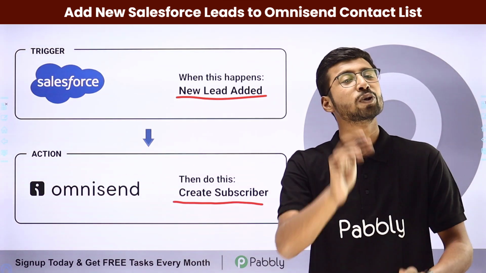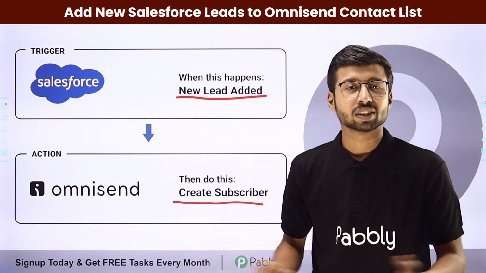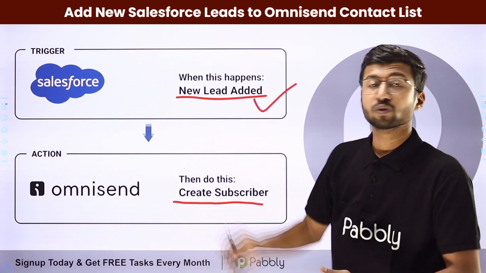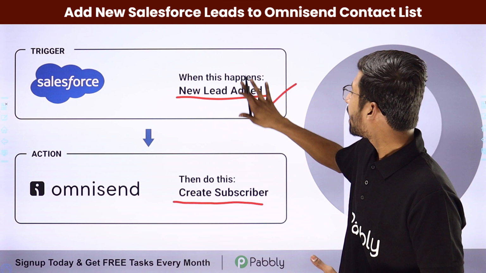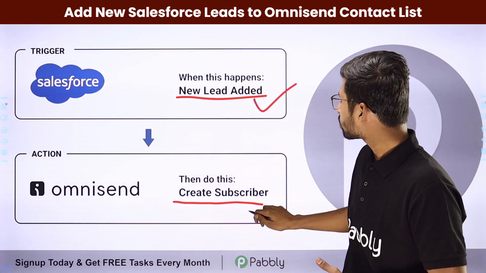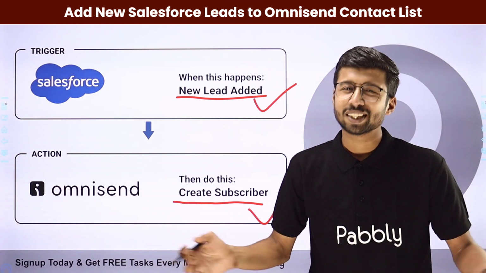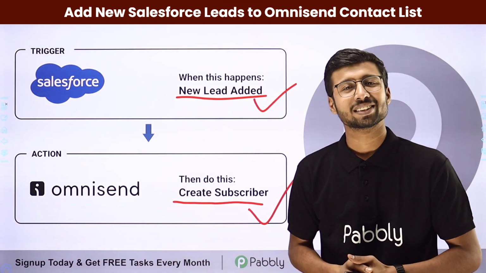Now guys, let me tell you, you can completely automate this process. So the trigger of this automation will be adding a new lead in our Salesforce account. An action will be adding the same person, the same lead, as a subscriber in Omnisend. Now how can you set up this automation? To know this, you have to come with me to my screen.